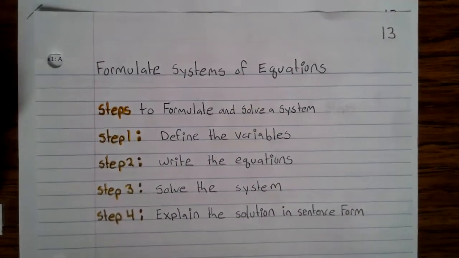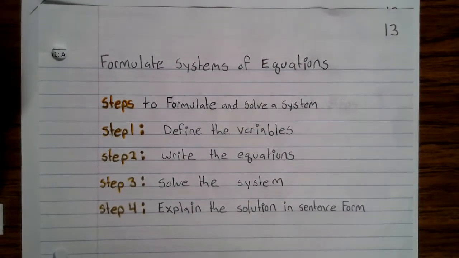All right, formulate systems of equations on page 13. Steps to formulate and solve a system. Step 1, define the variables. Step 2, write the equations. Step 3, solve the system. And step 4, explain the solution in sentence form. If you would, update your notes. All right, now your notes are updated.